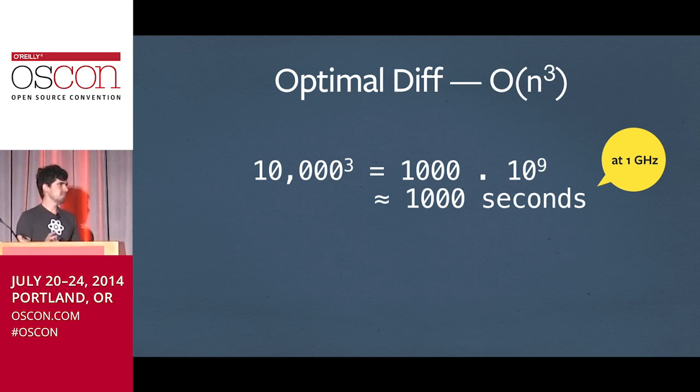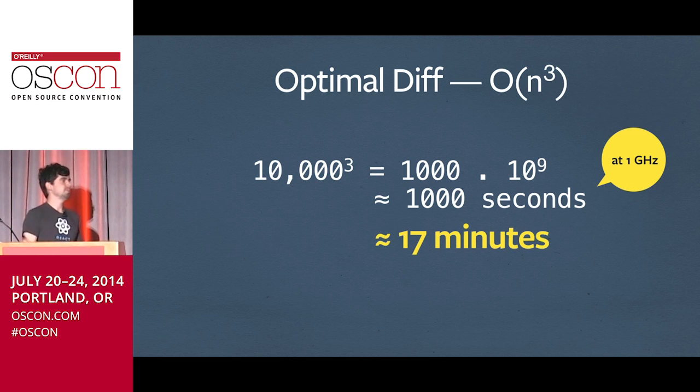And let's say you're able to do one operation in one CPU cycle. So this is never going to be the case, but let's imagine we can. And we have a CPU at 1 gigahertz. It would take 17 minutes in order to do the diff. So this is absolutely never going to work. And if you have ever done any computer science, O(n^3) is not a good way to do things.